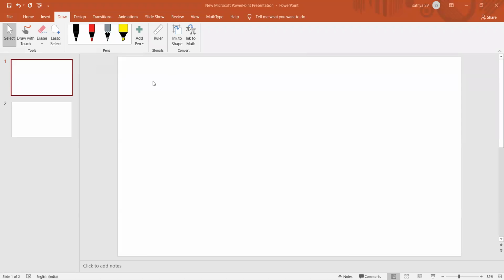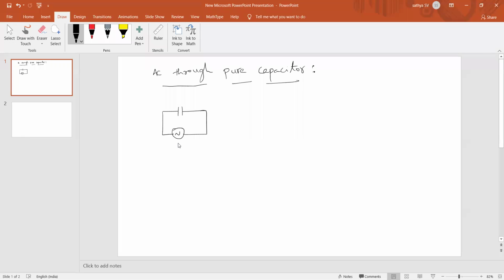AC through pure capacitor. All of you draw the circuit diagram. The voltage should be connected across the capacitor, where we are connecting the voltmeter across that. The value should be V of t, so V of t is nothing but Vm sin omega t.